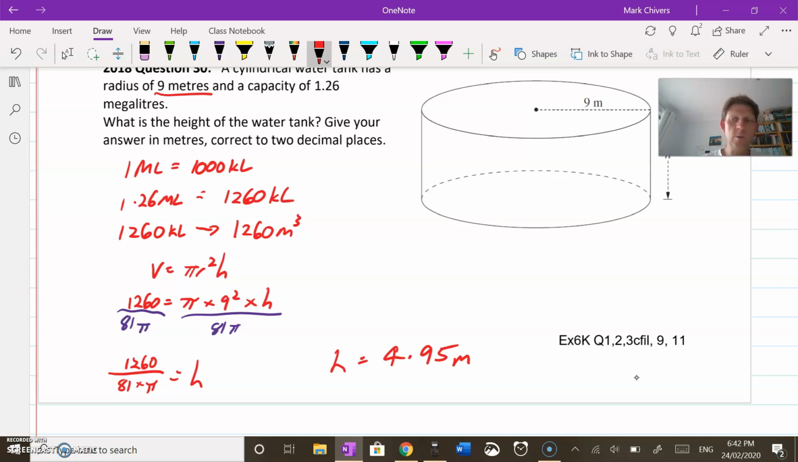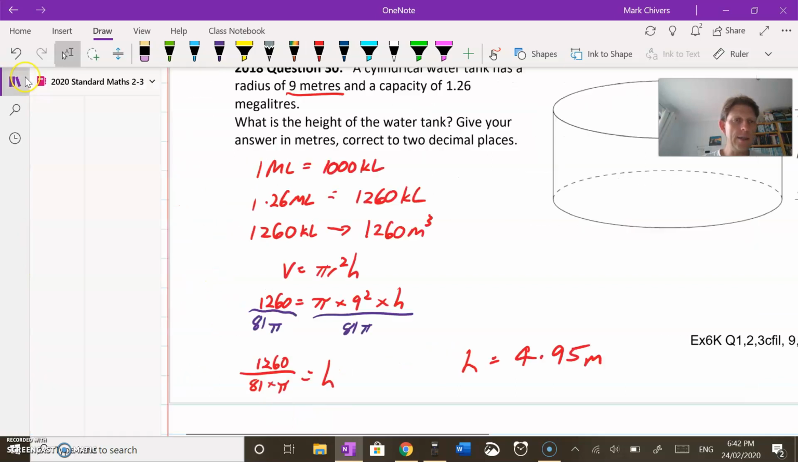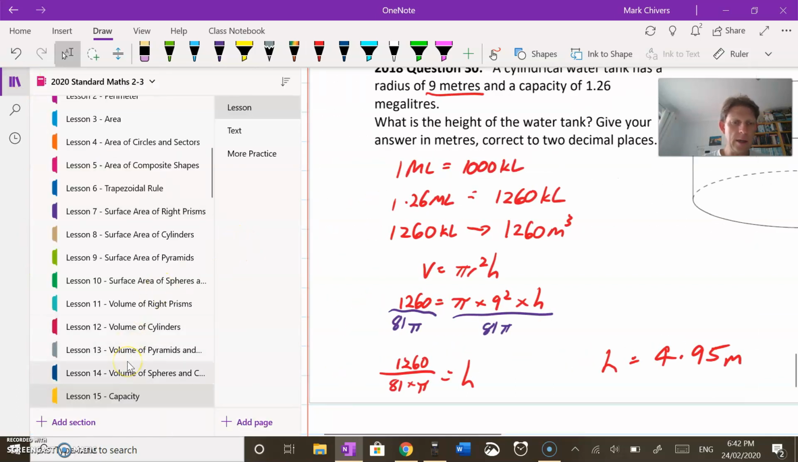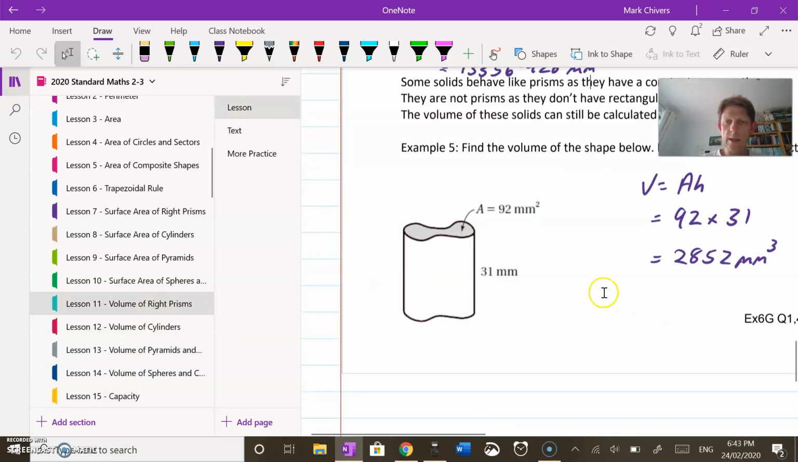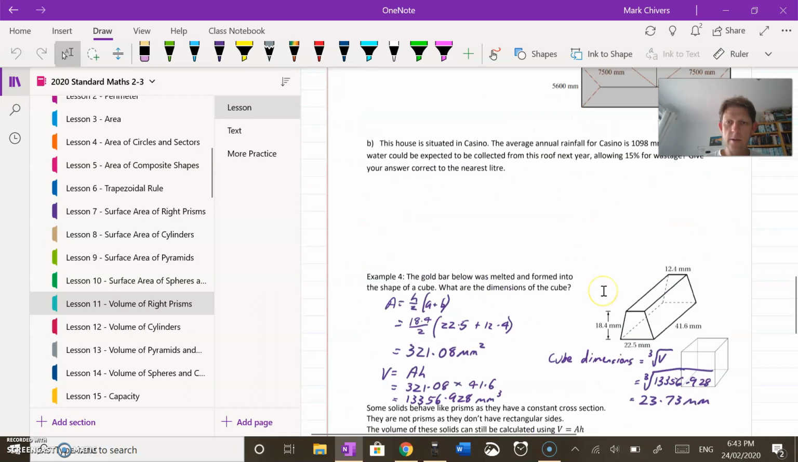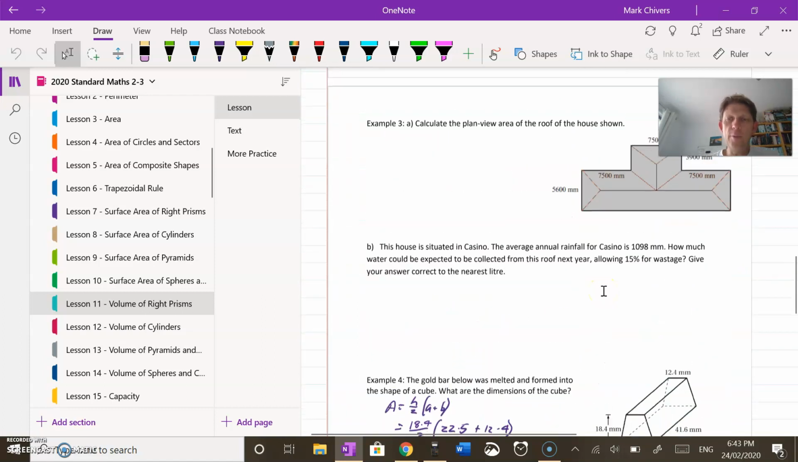So the final thing I just want to quickly cover is we did look at a lesson a couple of lessons ago on right prisms, and I think down the bottom of this lesson, in the middle, is example 3. I'd like you to have a go at example 3 now that we've done capacity. I'm not going to go through that now, but have a go at that and just see if you can work that one out. And I might go through that with you guys on Wednesday when I'm back.